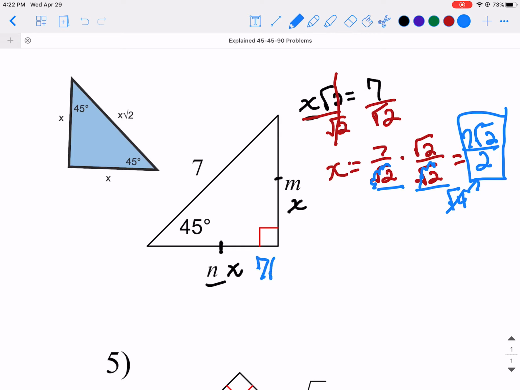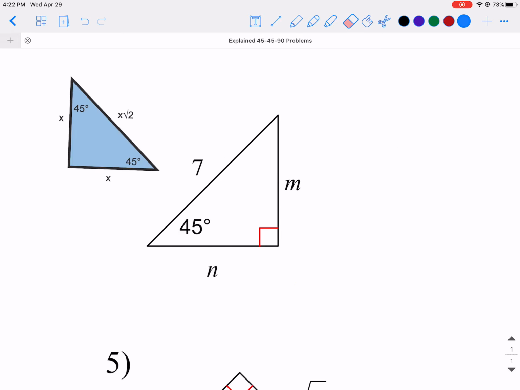X is 7 radical 2 over 2. There we go. And if this side is 7 radical 2 over 2, and this side is the same, then this also has to be 7 radical 2 over 2. Got it? Good. So now we're going to move on.